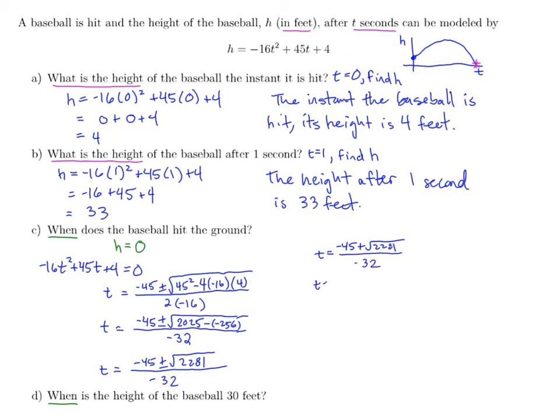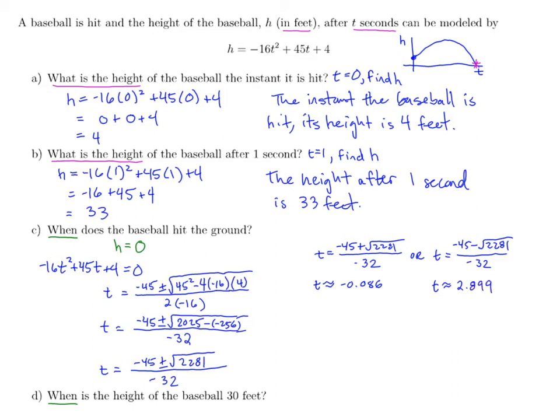And when I put that into a calculator and approximate it, I get negative 0.086, rounding that to 3 decimal places. The second proposed solution I have, or t is equal to, and then I have negative 45 minus the square root of 2,281 all over negative 32. Now, this one is probably going to be the more realistic one. I have a negative minus a number in the numerator divided by negative. This should be positive.